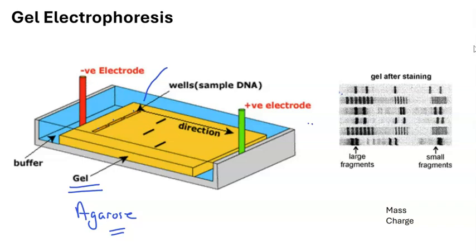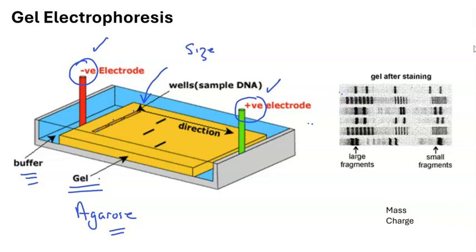Wells are cut into the gel, which is sitting in a buffer solution. So we would imagine that we have fragments of DNA of different size, and these are introduced to the wells at this position here in close proximity to the negative electrode. An electrical field is then applied across the gel and the buffer, with the negative electrode at this end and a positive electrode at this end.